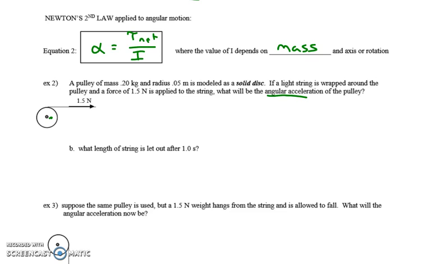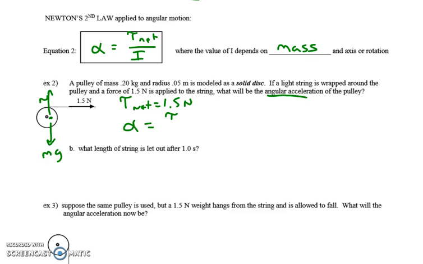There is mg down. Sorry, that should pass through it. And there is a normal force up. Neither of these contribute to torque because they pass through our axis of rotation. So our tau net is going to be just from the 1.5 newtons. Even though there are 3 forces, there's only 1 torque. So to find the angular acceleration, we would just use our second law.